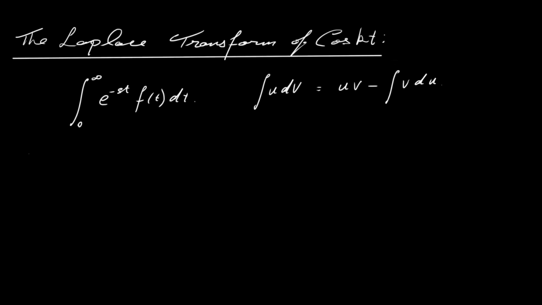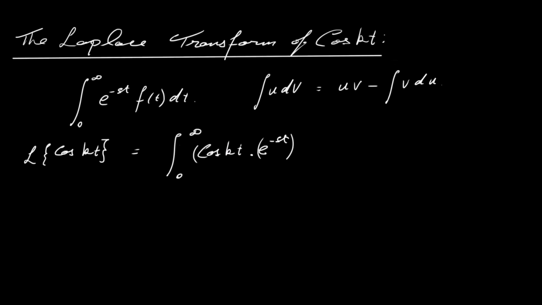So we want to find the Laplace transform of cos kt. That's going to be equal to the integral from 0 to infinity of, I'll put the cos first, cos kt times e to the power of minus st. And that's all with respect to t. Okay, so we're going to use integration by parts here.